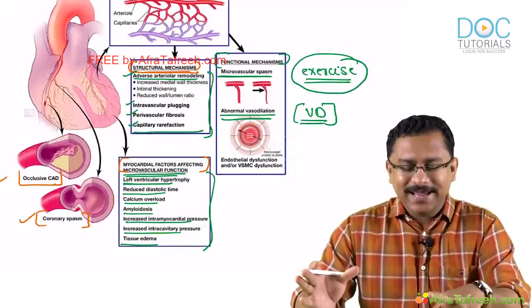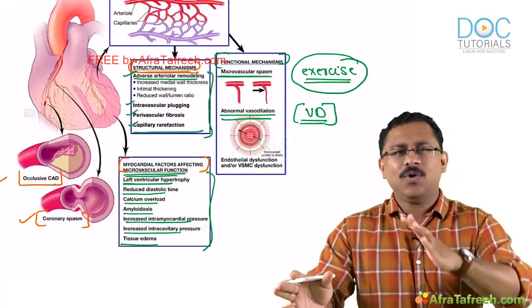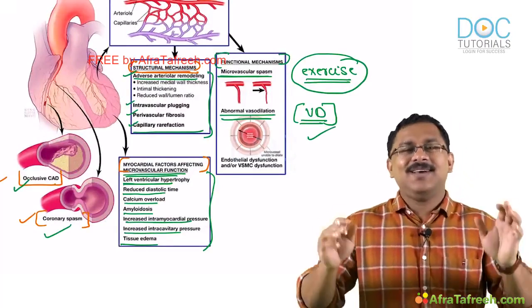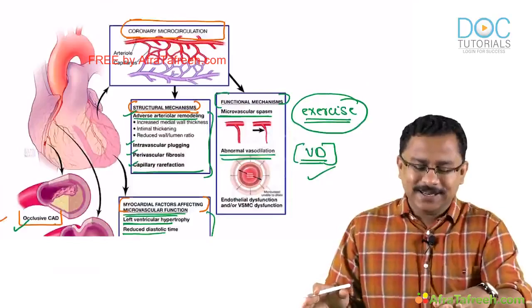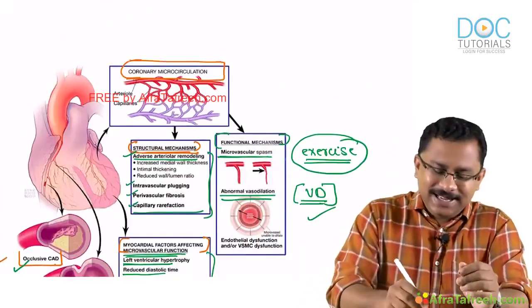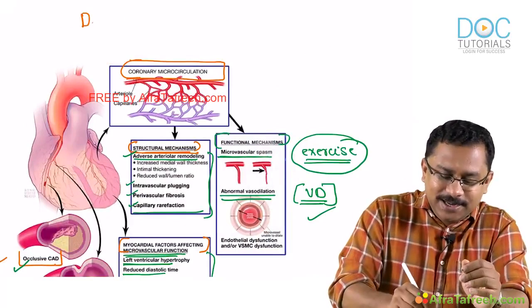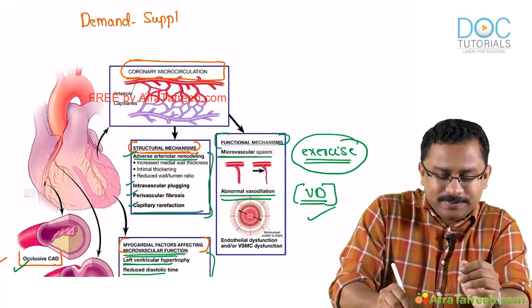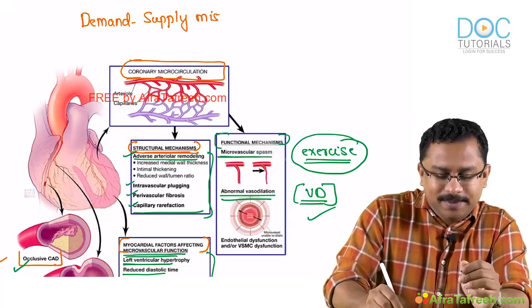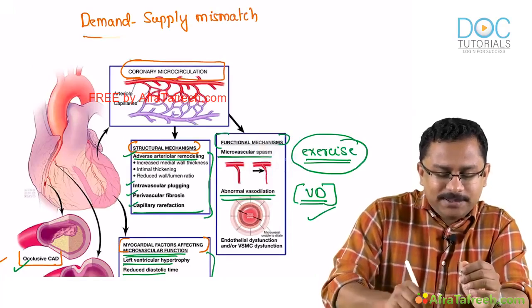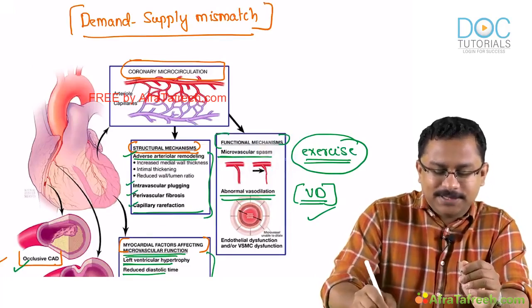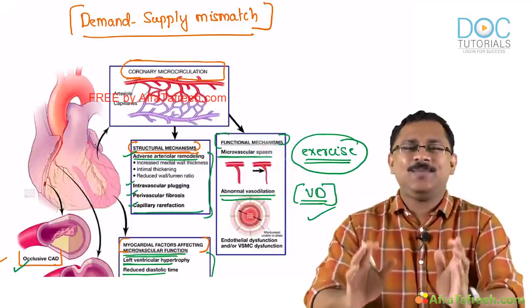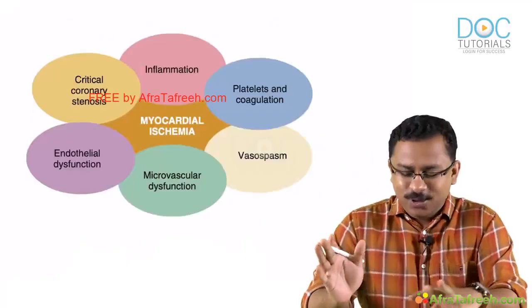So thereby, finally, whatever it be, whether it be an occlusive coronary disease or coronary vasospasm or a microvascular dysfunction, you tell me what is the end result? The end result is nothing but a demand supply mismatch. So that is what happens. And this demand supply mismatch leads on to ischemic heart disease. Alright, are you very thorough?